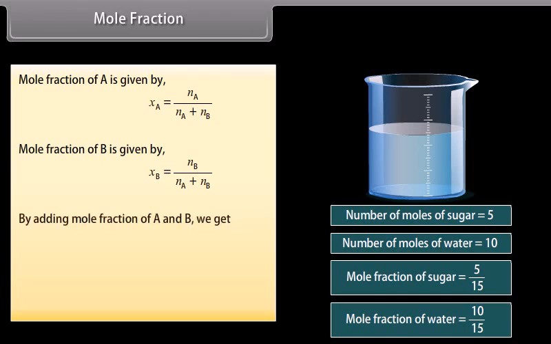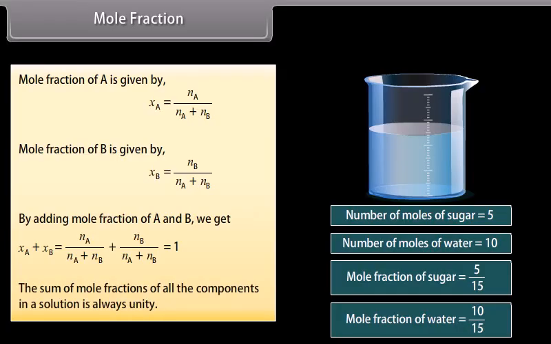By adding mole fraction of A and B, we get Xa plus Xb is equal to 1. It implies that the sum of mole fractions of all the components in a solution is always unity.